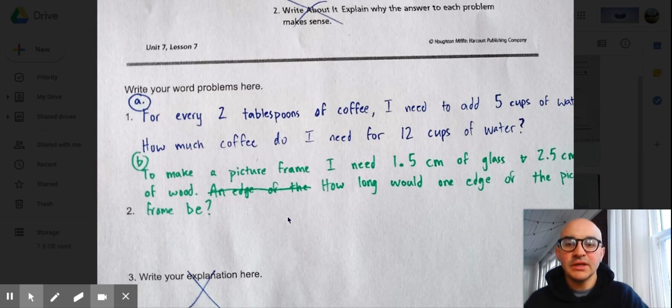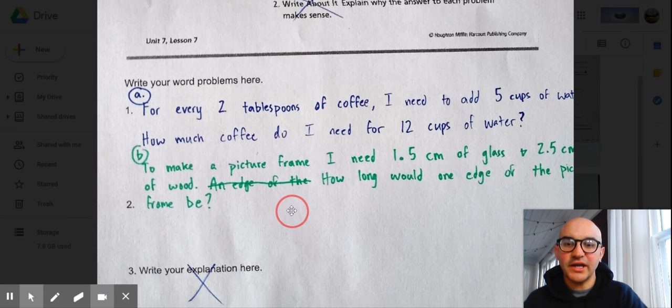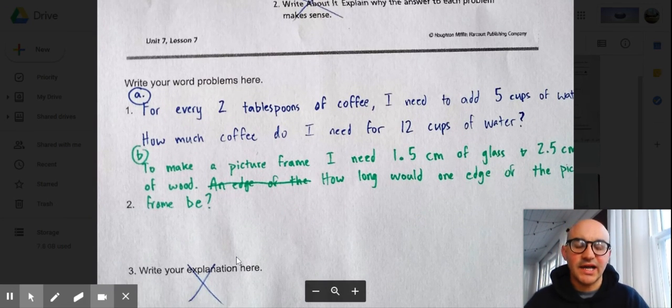And then on number 3, where it says write your explanation here, I'm just going to encourage you guys to skip this. I don't think that we need to go through and do that extra step today.